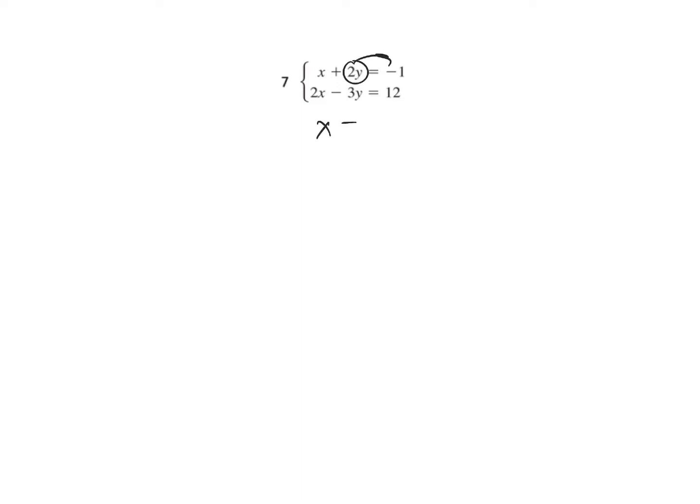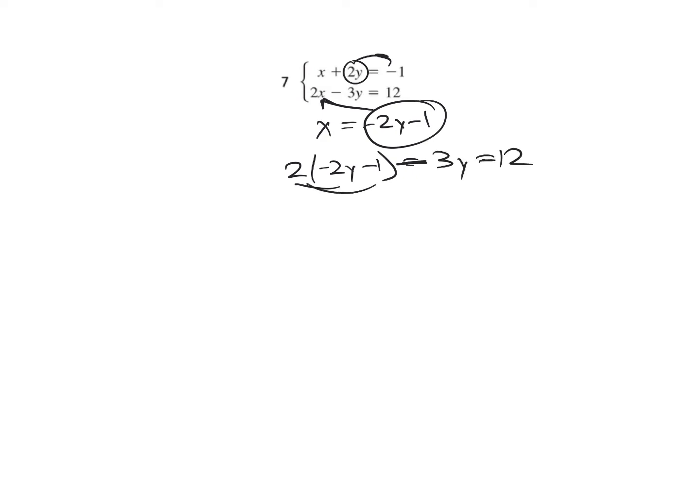Okay, solve for x in this one, I'll do this one. So minus 2y minus 1. I'm going to plug in for x. So 2 times negative 2y minus 1, minus 3y equals 12. Distribute.